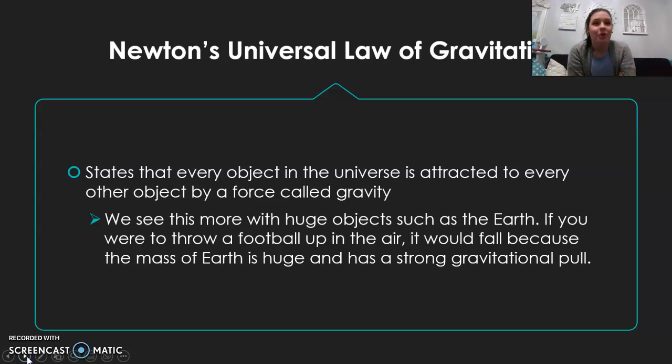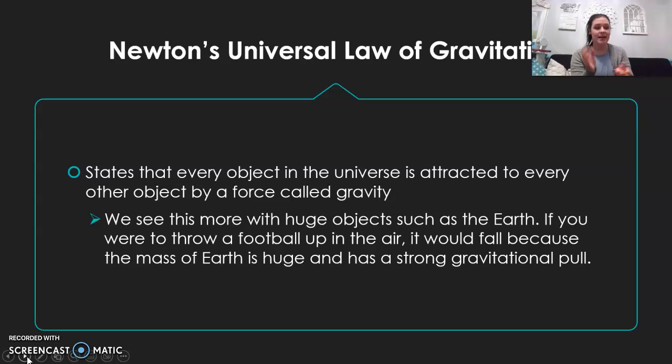Newton's universal law of gravitation states that every object in the universe is attracted to every other object by a force called gravity, which is what this PowerPoint is mainly about. We see this more with huge objects such as the Earth.